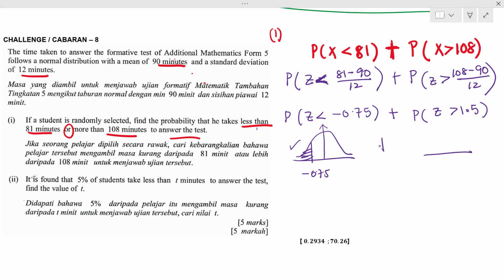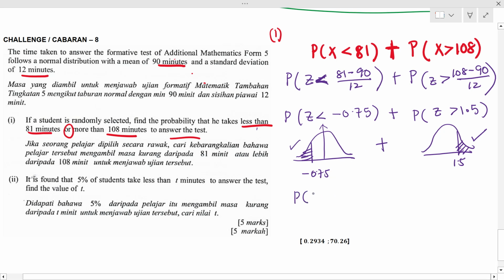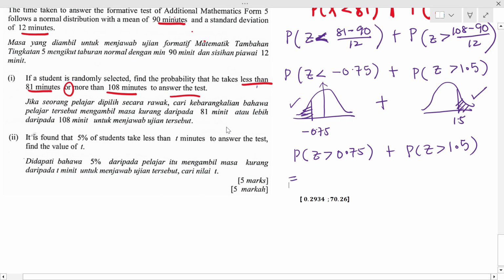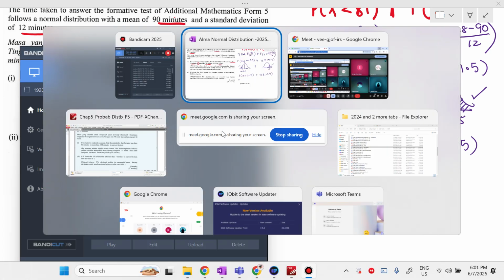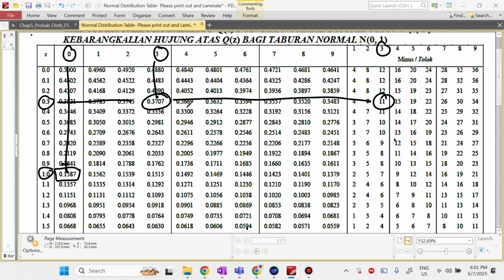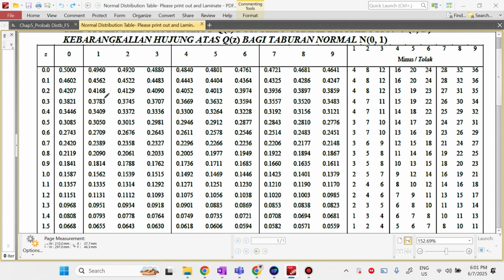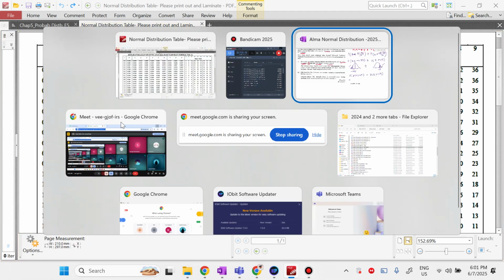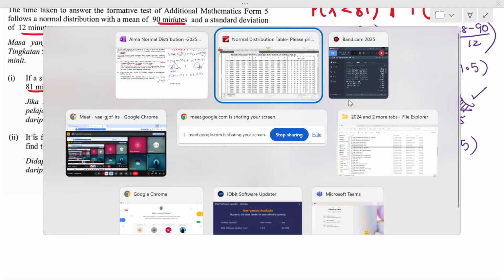This one, 1.5 direct reading. Okay, so that means what? Probability, this negative I can reflect, make it positive and greater, correct now? Okay, you change to this form, then you can read everything ready. Okay, z greater than 0.75. Let's see, where is your z greater than 0.75? Z greater than what else now? Sorry, 0.75 and 1.5.